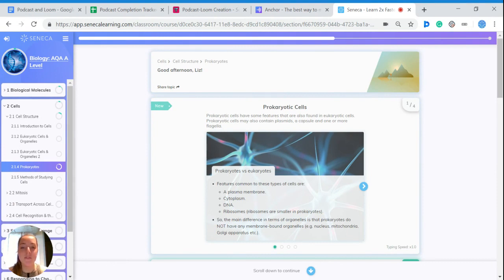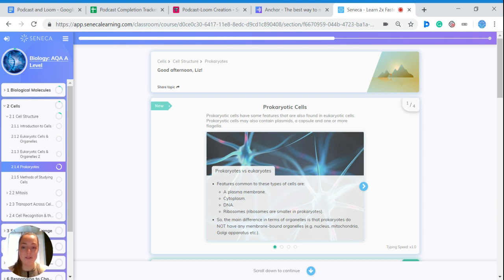Prokaryotic cells have some features that are also found in eukaryotic cells. So let's have a look at the features which are common to both prokaryotic and eukaryotic cells. Both types have a plasma membrane, cytoplasm, DNA, and ribosomes. But prokaryotes have different ribosomes to eukaryotes.